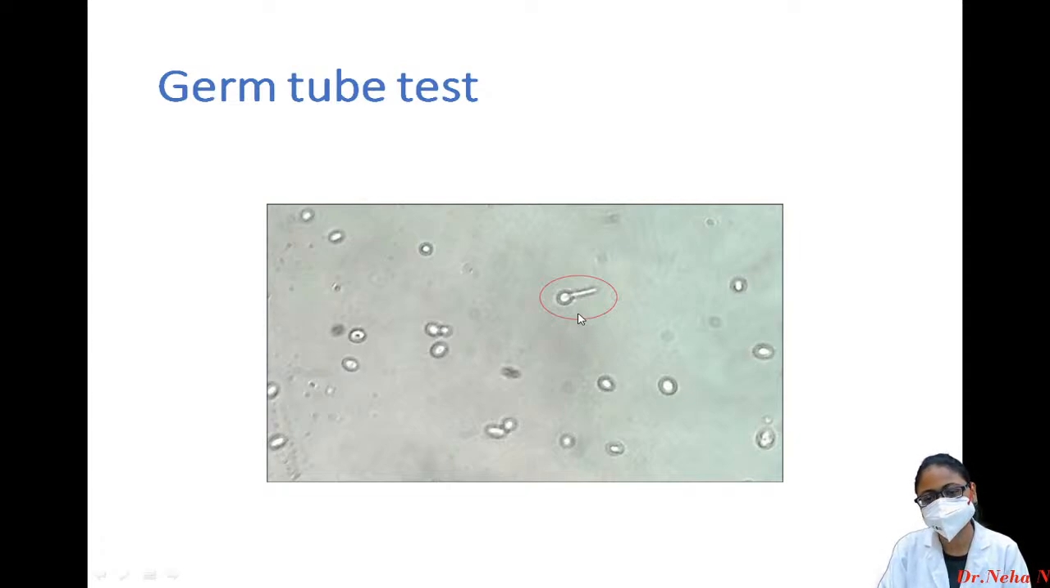And here you can see that the germ tube walls should be parallel, and there should be no constriction at the beginning of the cell, and it represents a true hypha. And ideally, a positive and a negative control should also be taken along with the test strain.